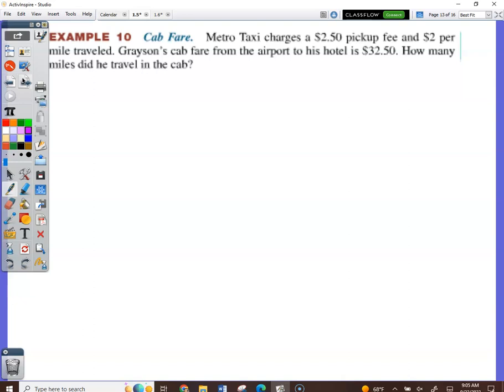This is just like your cell phone problem. There is a flat rate and then there's a per mile rate. And that's what goes in the equation. And you know how much he had to pay at the end, right? So I'm going to let M be number of miles.